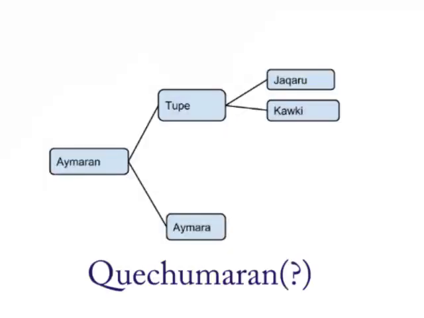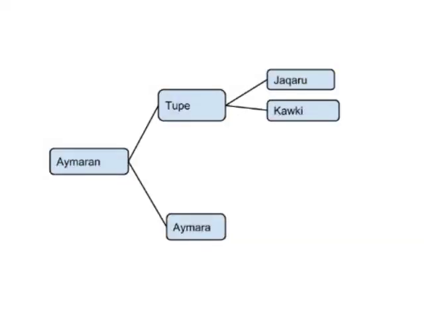Isn't that proposal called Quechumara, which combines both of them into one word? Aymaran also gave us the English word alpaca.